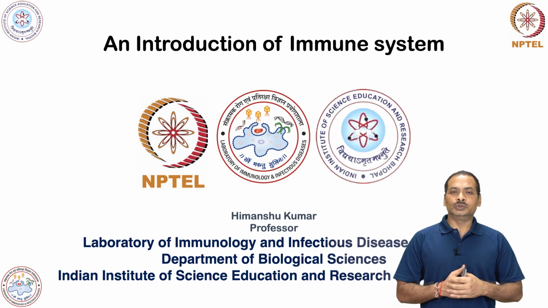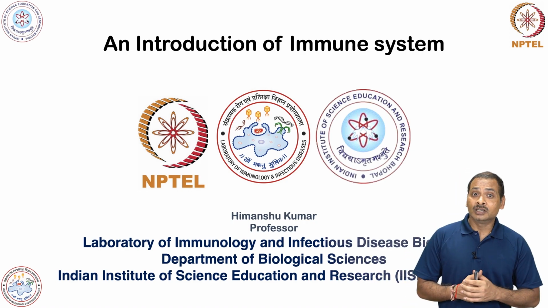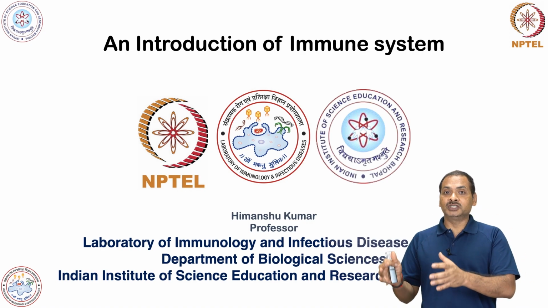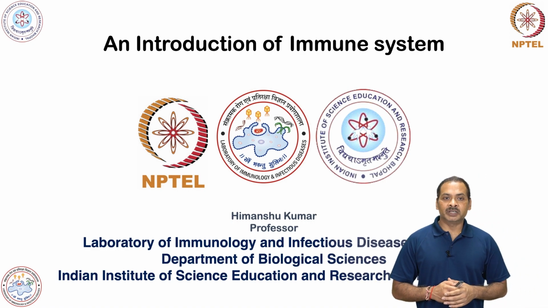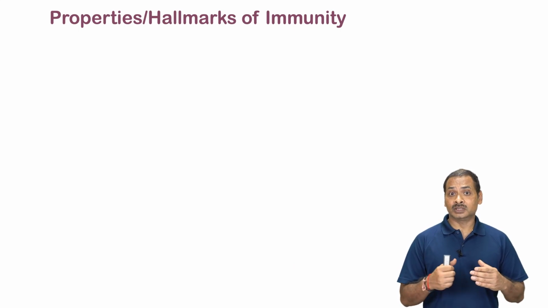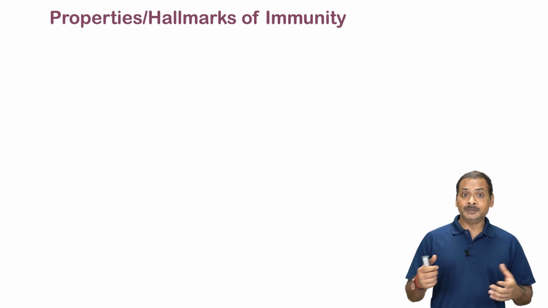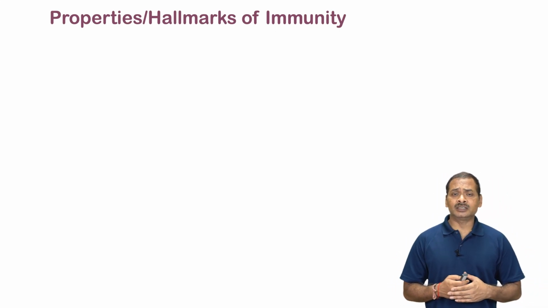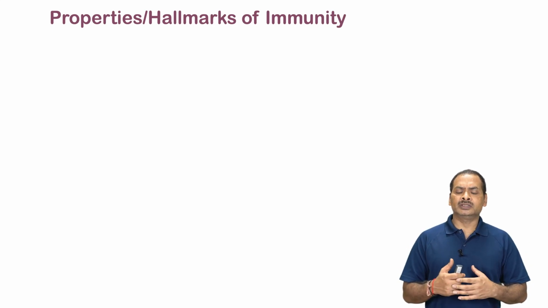What are the unique properties of the immune system, and then we will also learn how innate and adaptive immunity are linked to each other. Okay, so we can begin this class with a few properties of the immune system. I will say unique properties of the immune system, or we can also call them hallmarks of immunity, and these are very important, and they make the immune system very unique.